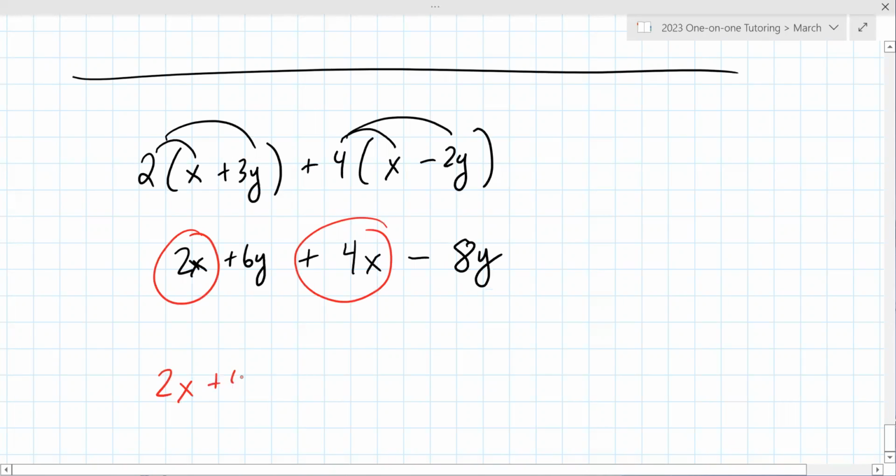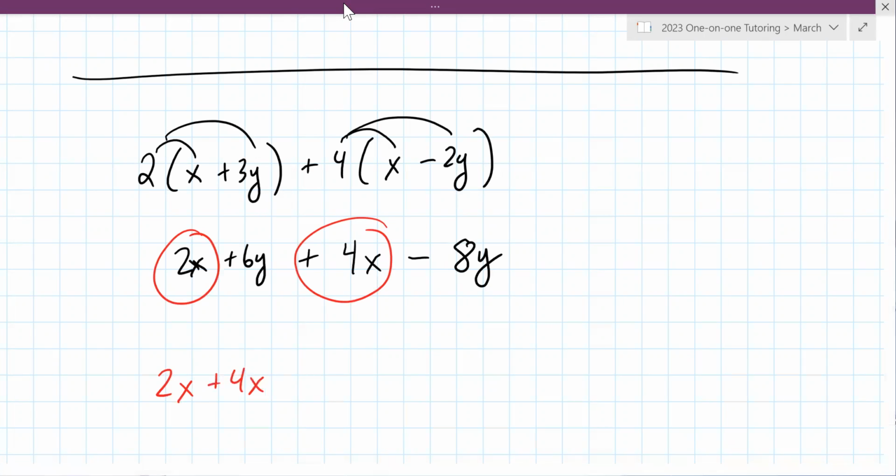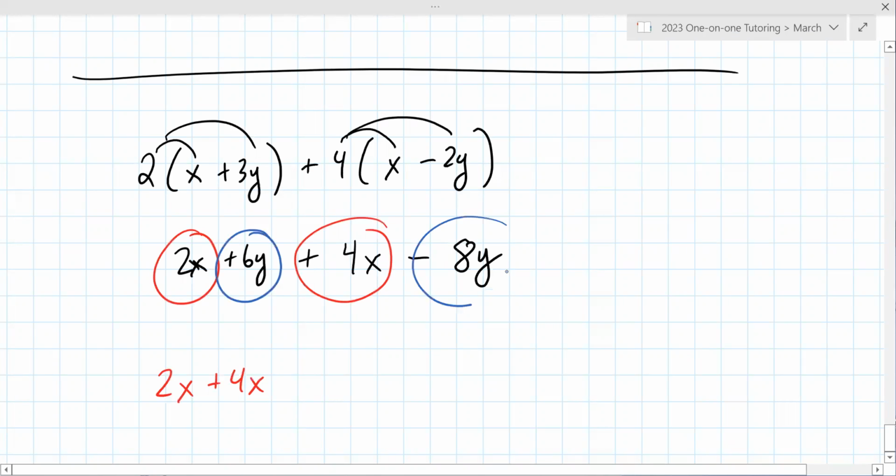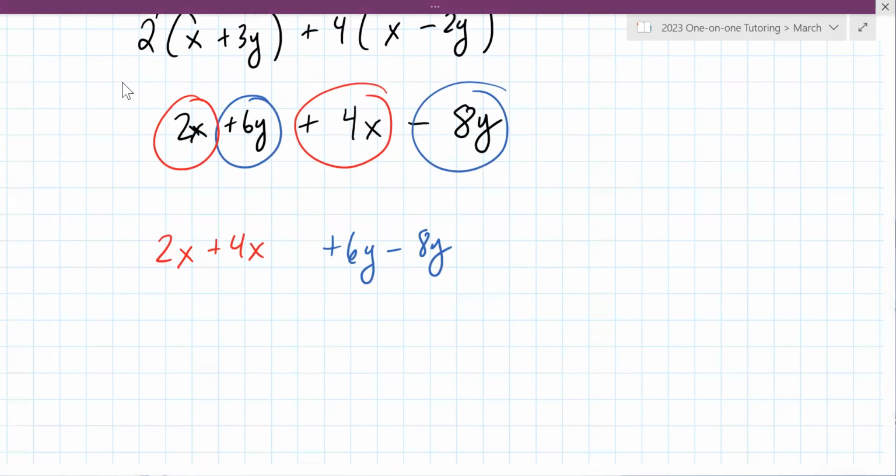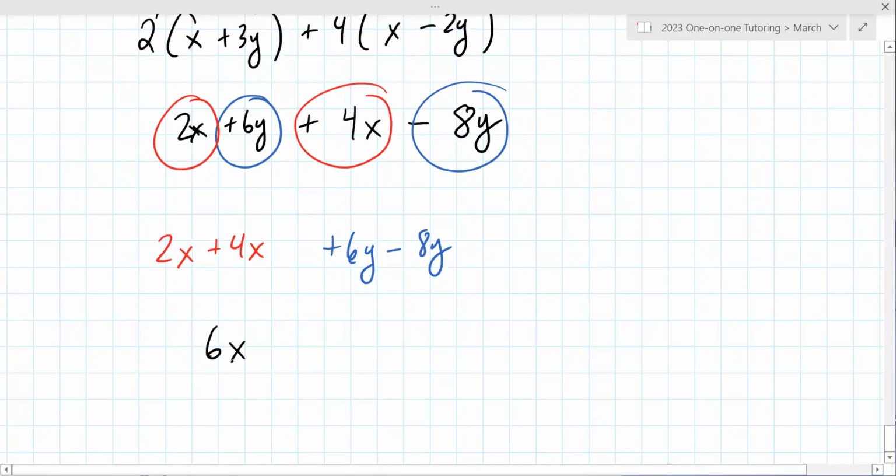Okay, so that's going to be 6x plus negative 2y. You can say it either way. You can say plus negative 2y, or you can write 6x minus 2y. They're the same. Okay. All right.